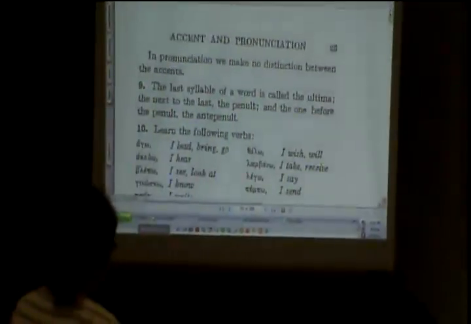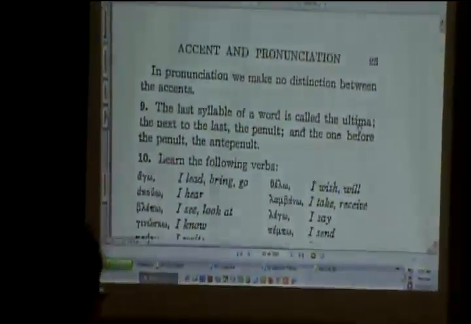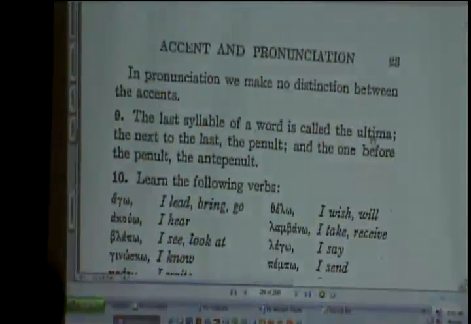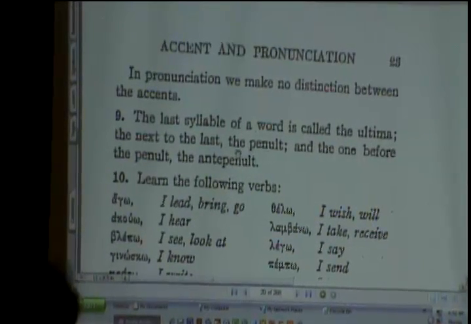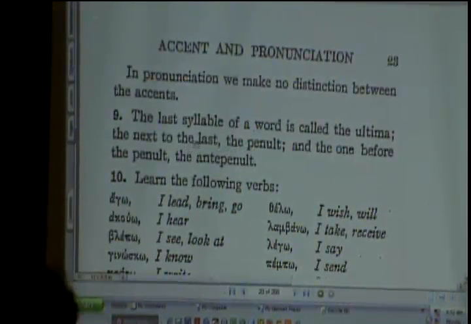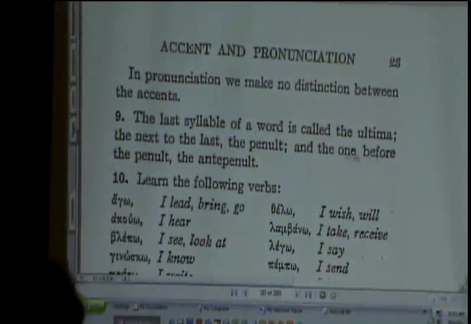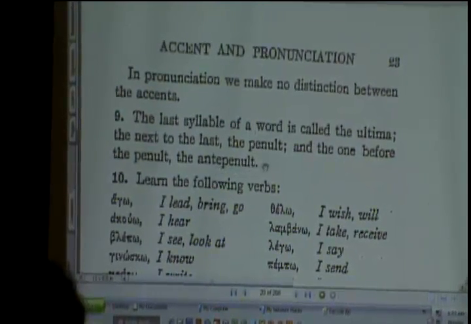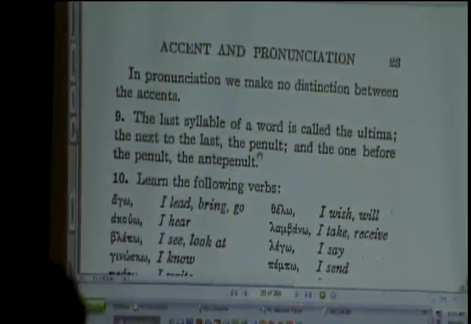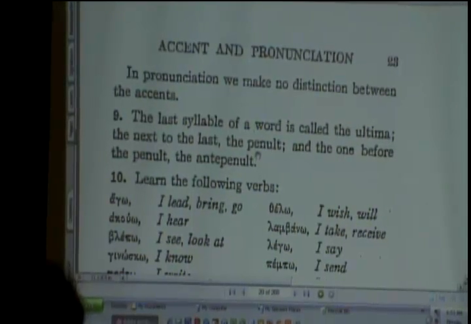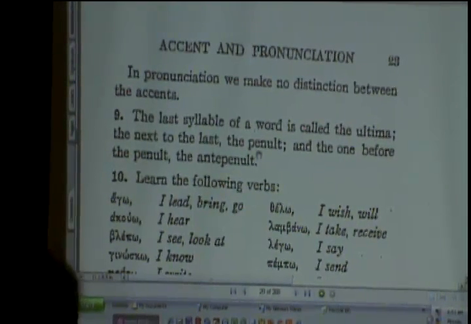The last syllable of the word is called the ultima. Ultima means last. The next to the last is the penultimate, almost last. And the one before the penult is the antepenult. So the ultima is the end, the penult is the one before, the antepenult is the one before that. So last, second to last, third to the last. Those are the three different places for accents in Greek form.